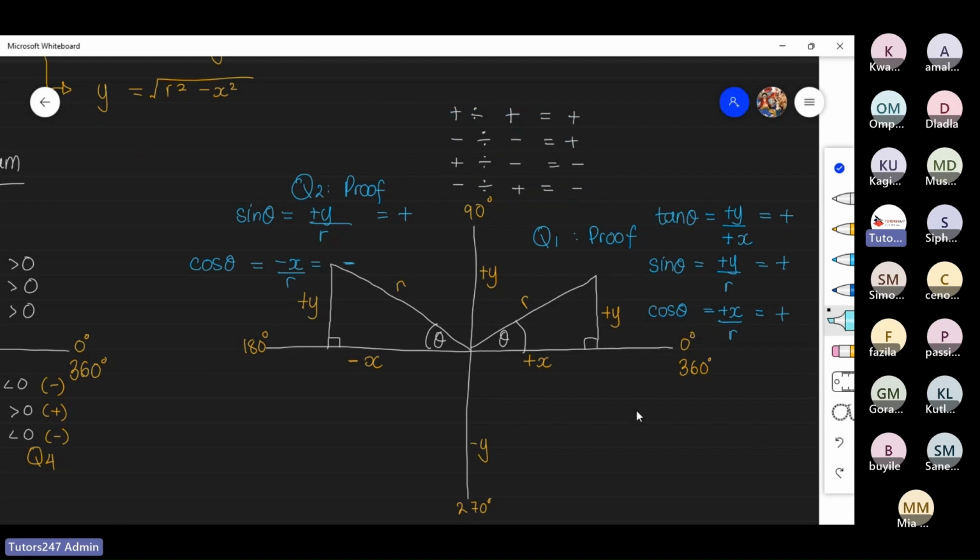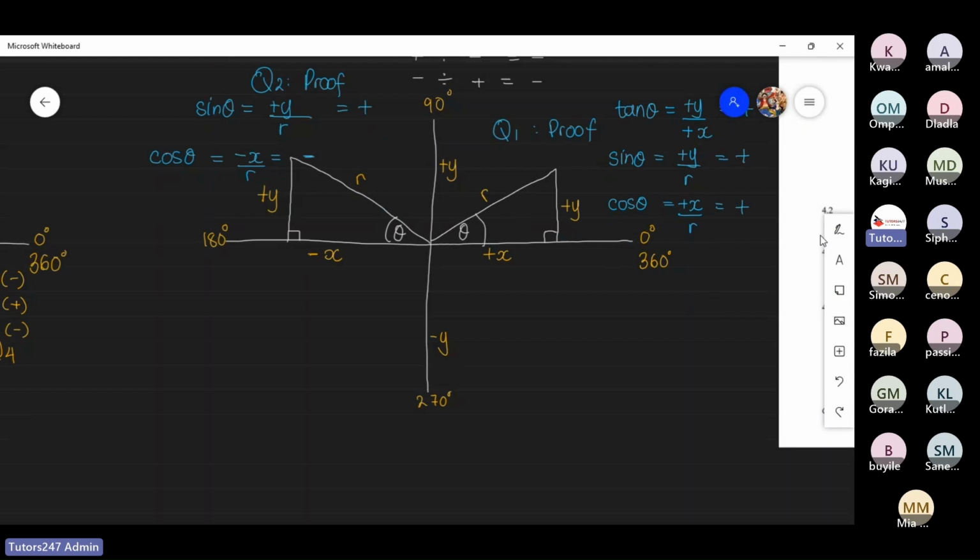When you multiply or divide the same signs, you get a positive value. When you multiply or divide different signs, you get a negative value, okay? Now, let us quickly prove the last two so that we can get started with some past paper questions.